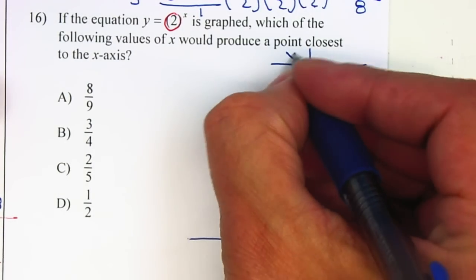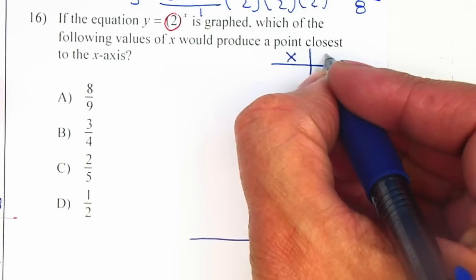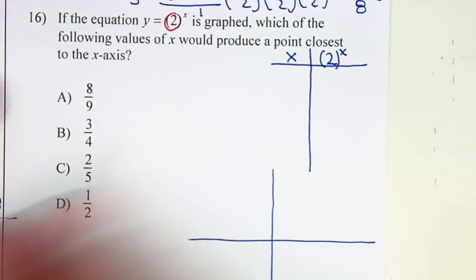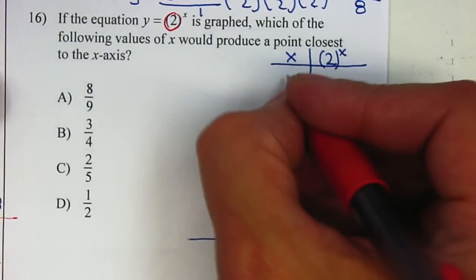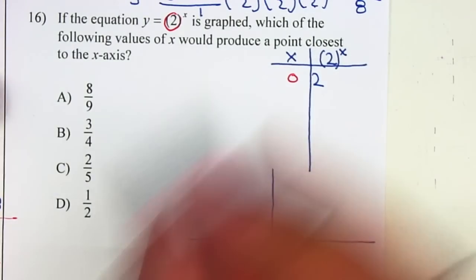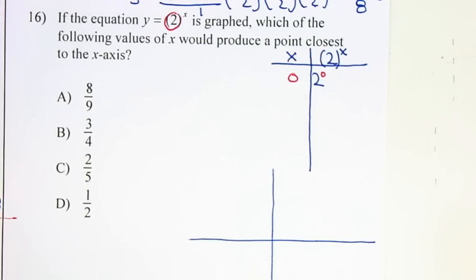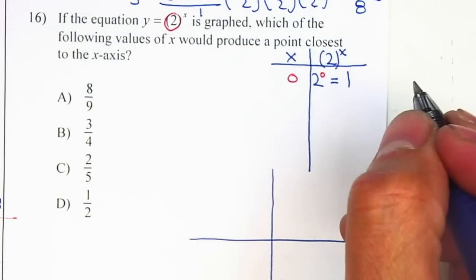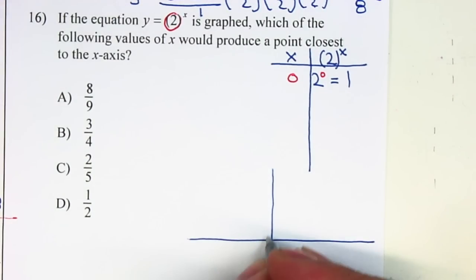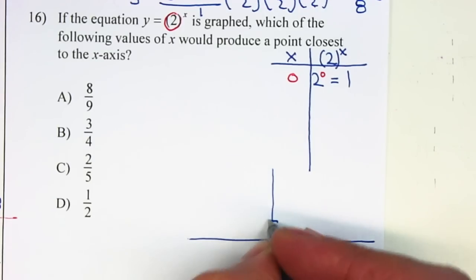I'm going to plug in values for x. I'm going to use that function 2 to the x power. And you can place it in parentheses if you want. Now I'm going to plug in a 0. That'll be 2 to the 0 power. Anything to the 0 power is equal to 1. And I'm going to plot the point. So if x is 0, the y value is 1.